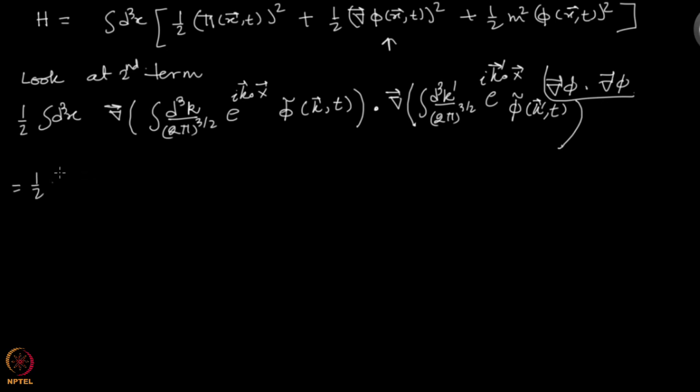Now this is equal to half integral d cube x. Perfect. Okay, let me keep it this way: integral d cube k over 2 pi to the 3/2. Then when this gradient acts on this one, it will give you ik.